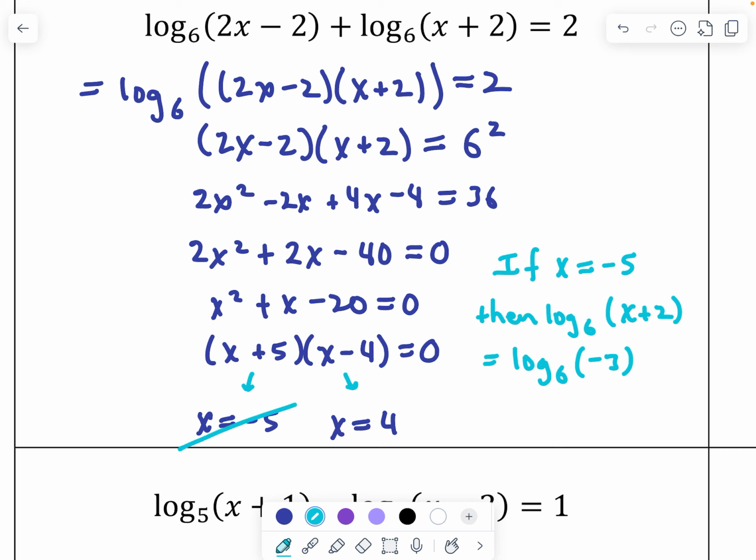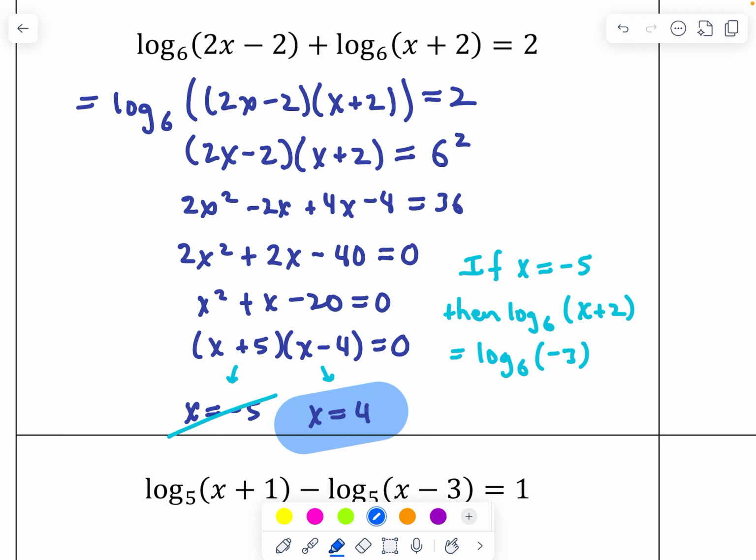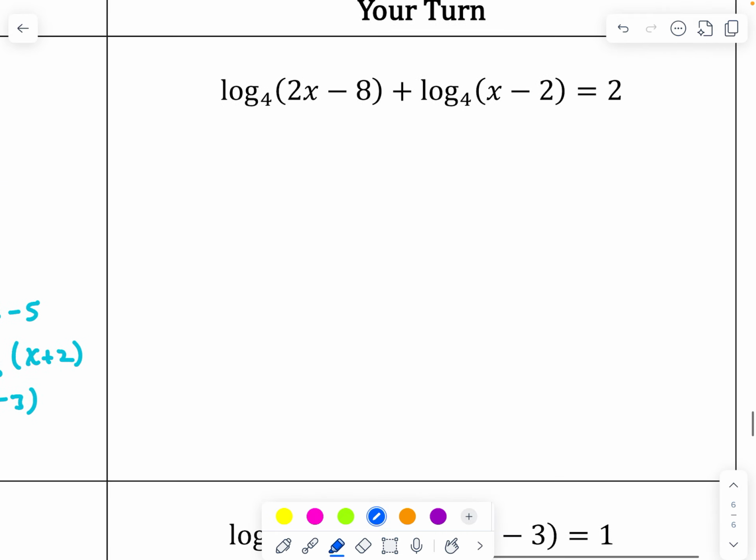So we're actually going to throw out the negative 5, and there's only one answer here. The answer is 4. These are called extraneous solutions, solutions that pop up in a different context, but we have to remember that the ultimate context here is the logarithms. So we really only keep one of the solutions. The negative 5 is an extraneous solution. Try this one.